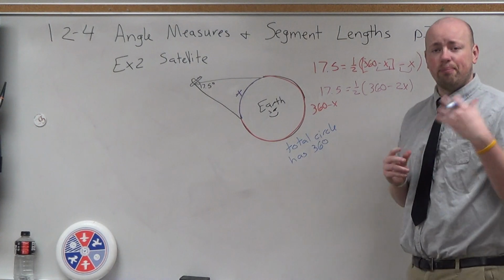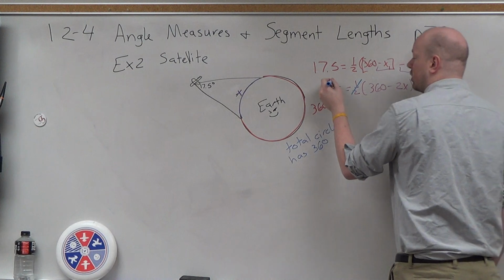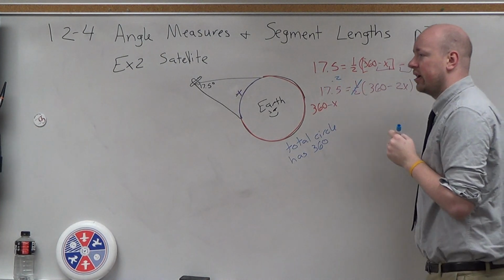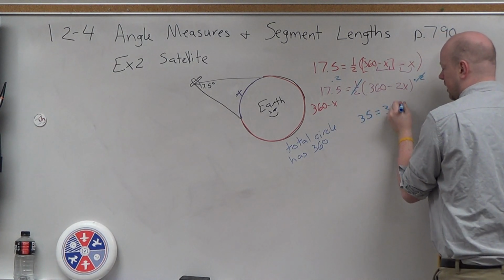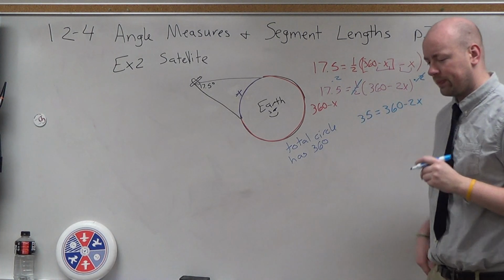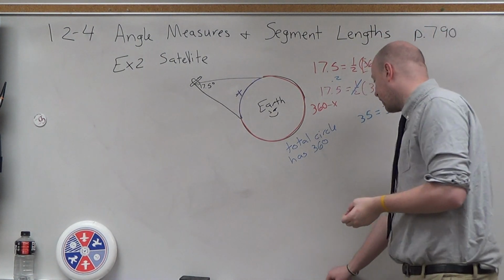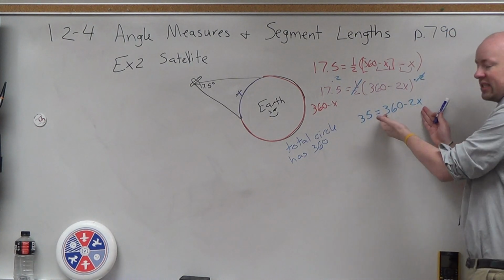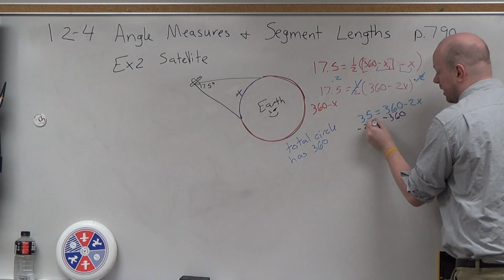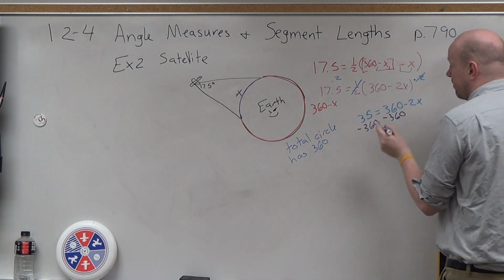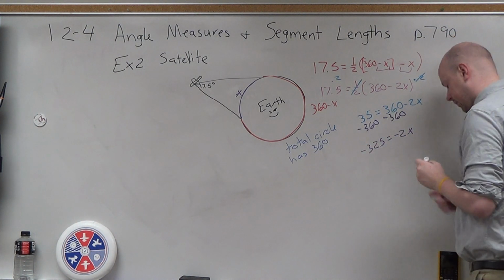Well, again, I can multiply by the reciprocal. So multiply by 2, multiply by 2. 17.5 times 2 would be 35. So I get 35 equals 360 minus 2x. And then again, now it's just algebra. I've got to isolate my variable. So the farthest thing away from my variable on its side is the 360. So minus 360, minus 360. 35 minus 360 would be negative 325 equals negative 2x.